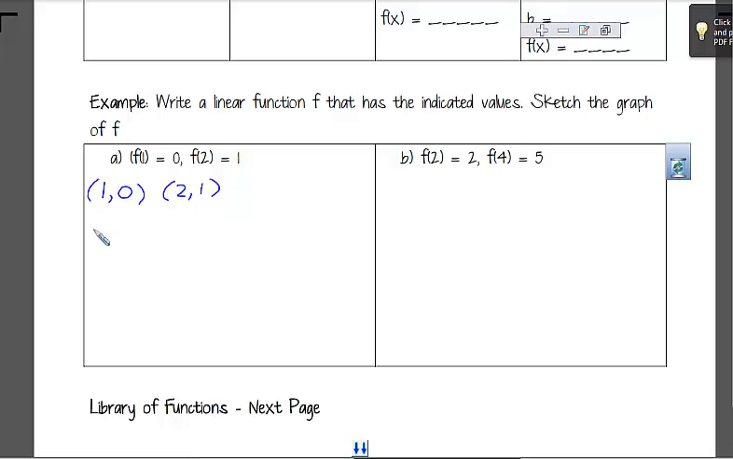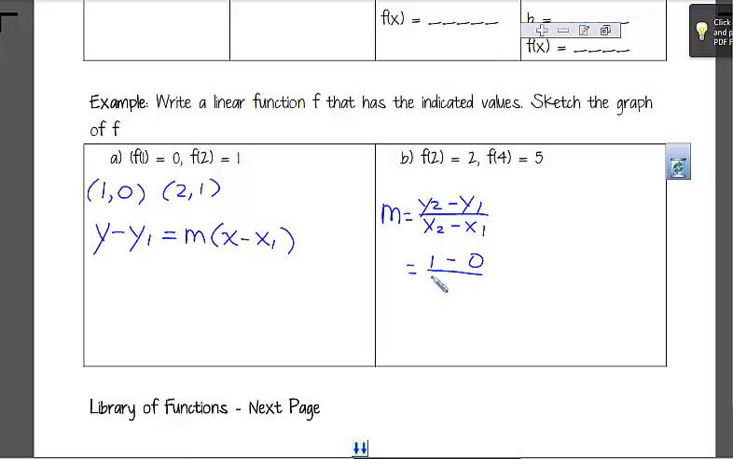And if we have 2 points, we can find the equation of a line that goes through them by using y minus y1 equals m times x minus x1. But of course first we need to find the slope. Recall that the formula for slope is y2 minus y1 over x2 minus x1. So using the 2 points, we can say 1 minus 0 over 2 minus 1, or what? Looks like just 1/2. And so we'll use, it doesn't matter which point we use, y minus 0 equals 1/2 times x minus 1.